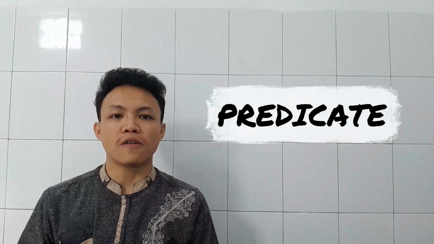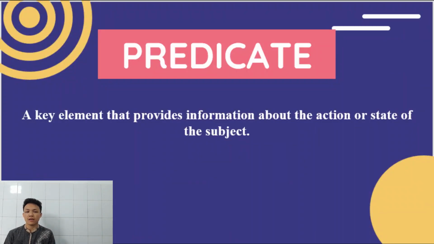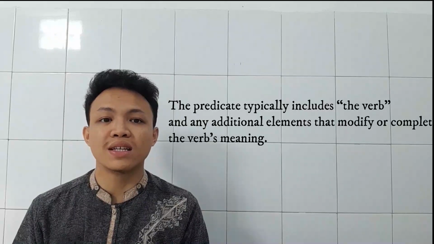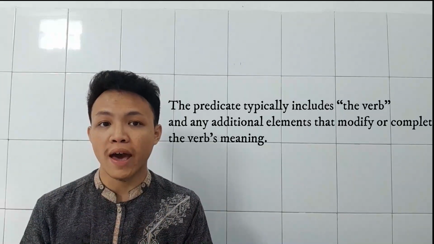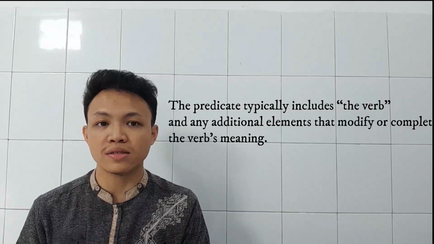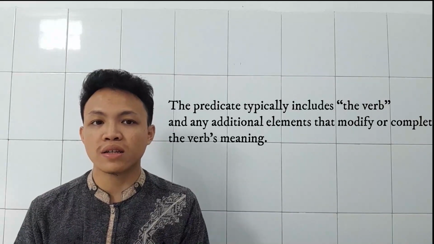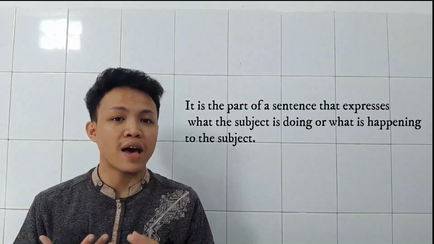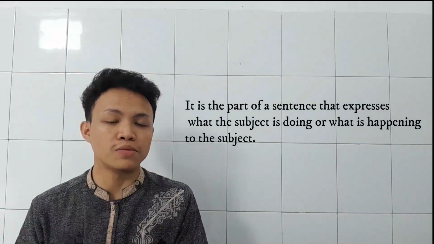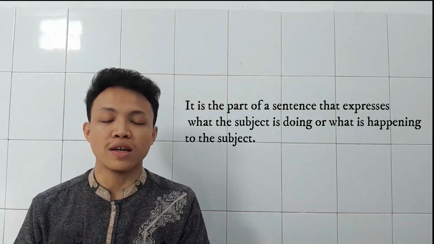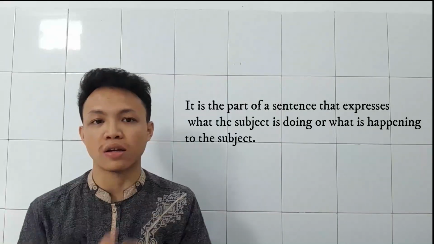In the context of sentence functions, the predicate is a key element that provides information about the action or state of the subject. The predicate typically includes the verb and any additional elements that modify or complete the verb's meaning. It is the part of a sentence that expresses what the subject is doing or what is happening to the subject.